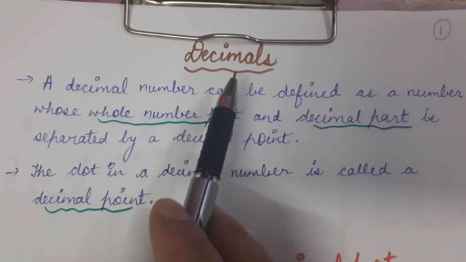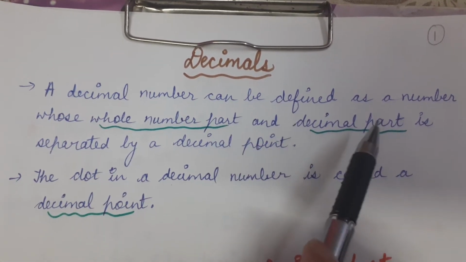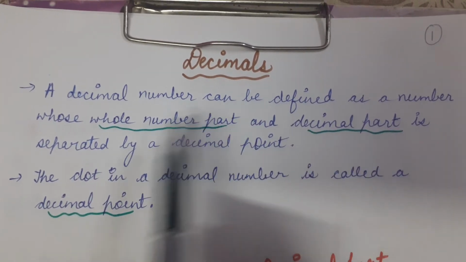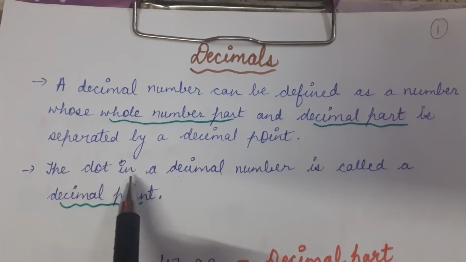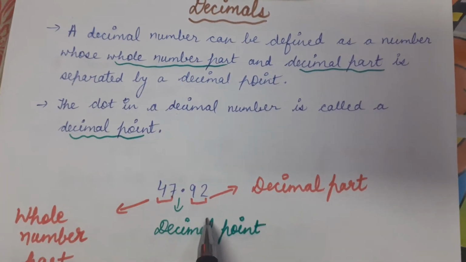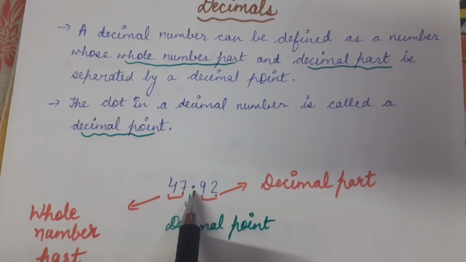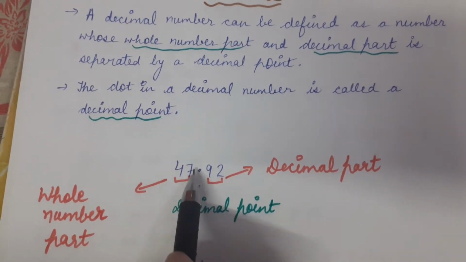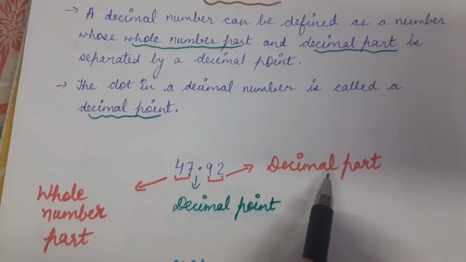Friends, our next concept is decimals. A decimal number can be defined as a number whose whole number part and decimal part are separated by a decimal point. The dot in the decimal number is called a decimal point. For example, this is your decimal point, or you can say dot, and the number before this part is called the whole number part, and this part is called the decimal part.